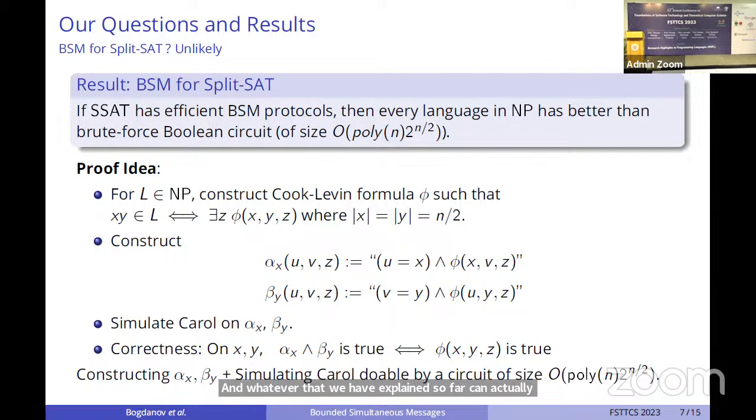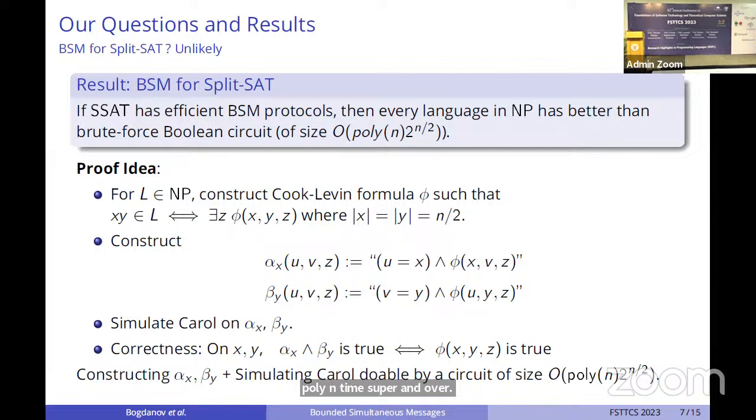And whatever we have explained so far can actually be encoded as a Boolean circuit of size 2 to the n over 2. For each x, since the length of x is n over 2, you can generate this alpha_x, simulate the circuit, and all of this can be done with poly(n) times 2 power n over 2. Okay, that completes this argument.